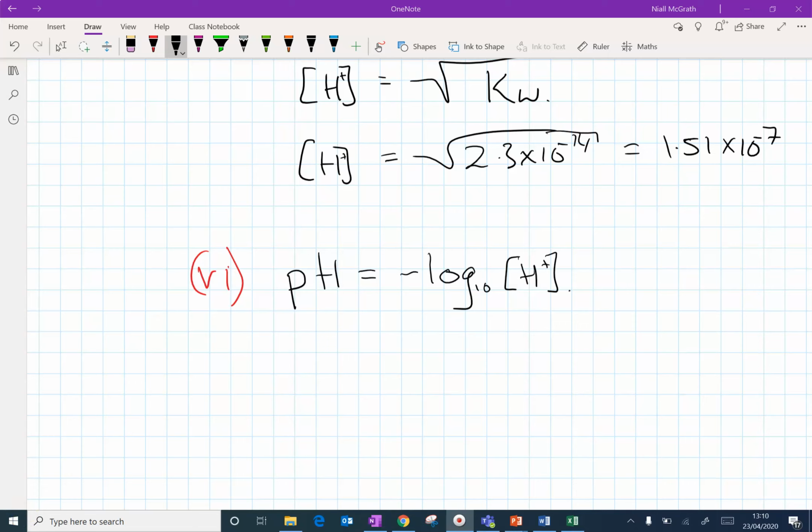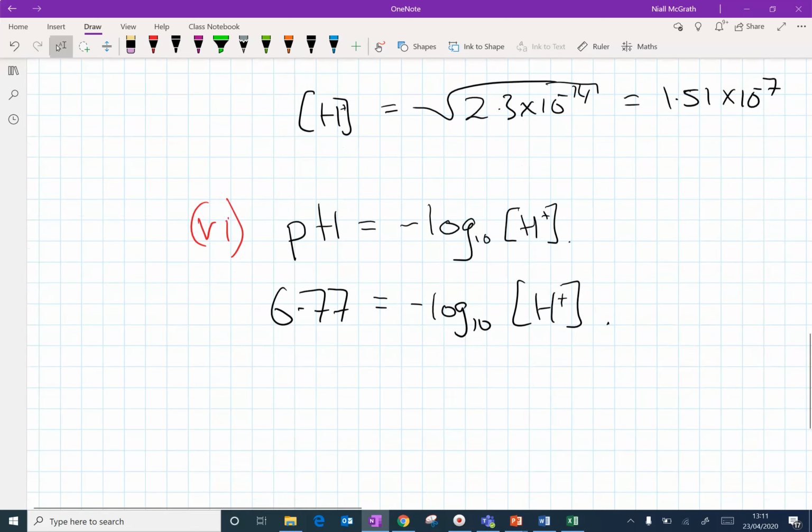In the question, however, we're given the pH. We know the pH is 6.77. So that's equal to minus log to the base 10 of H plus. Now, we treat this like any other mathematical term. We need to find H plus, so what we do is we actually find the antilog.